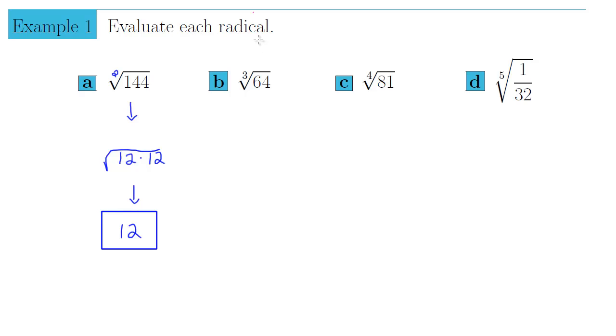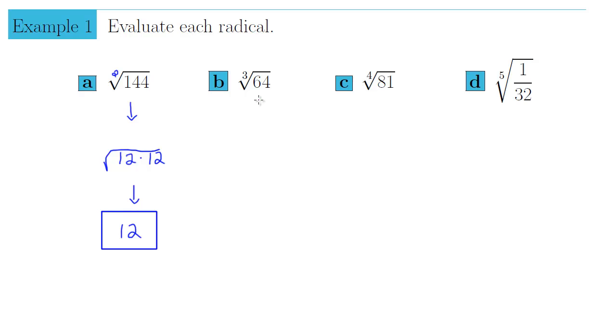Now, for the cube root of 64, we want to look for 3 identical factors sitting inside 64. This is maybe a little harder, especially if you don't have your perfect powers memorized. One way to do this is to start at 0 and see if 0 times 0 times 0 is 64. It's not. 1 times 1 times 1, nope, that's not 64.